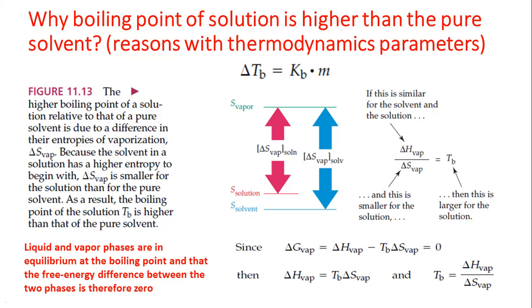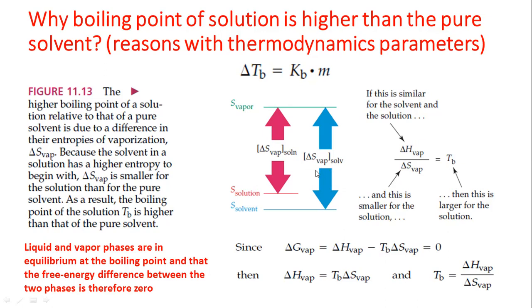So if you calculate the difference in entropy, that means the change in entropy from the liquid to the vapor phase in the case of the solution and the solvent. The solvent has the least entropy, the solution has more, and the vapor phase has more. So the difference from the solution to the vapor is called the change in entropy of vaporization of the solution. In a similar way, the change in entropy from the solvent to the vapor phase is called the change in entropy of vaporization of the pure solvent.